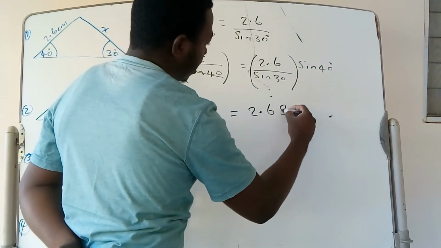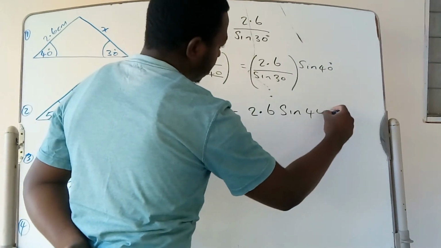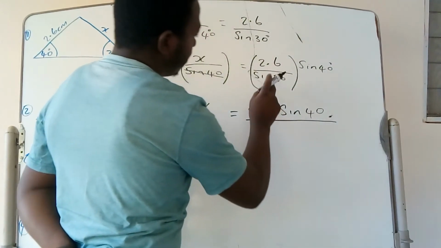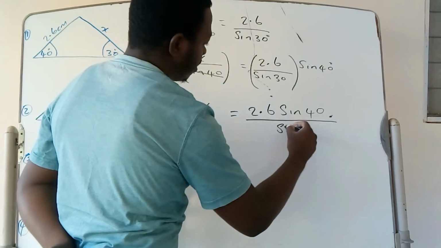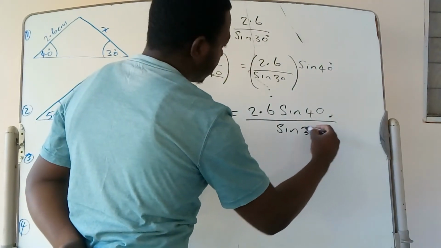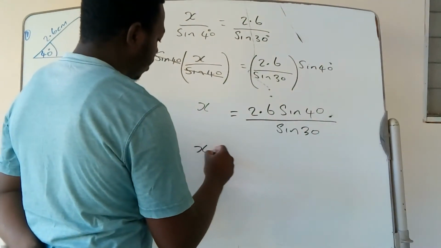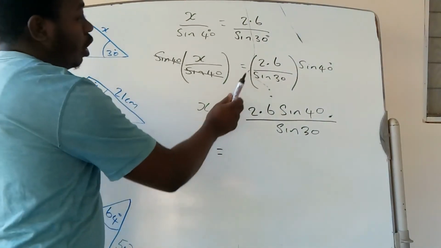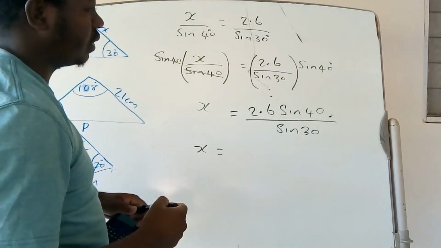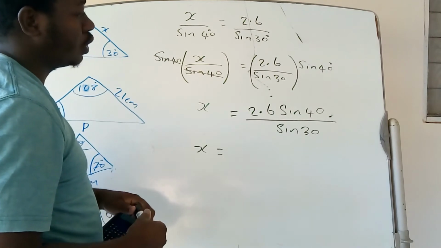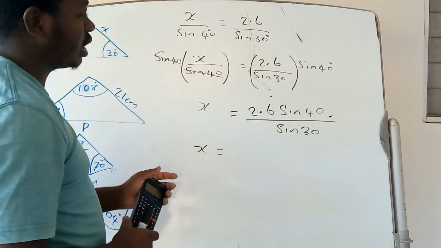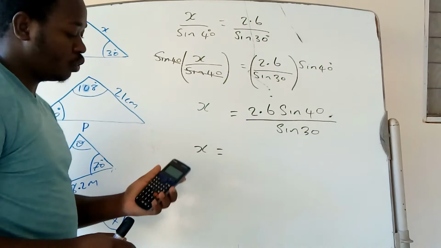So x is equal to 2.6 sine of 40 degrees, all of that divided by sine of 30 degrees. Now you can put all of this on your calculator in one go. Let me show you how you would do that.